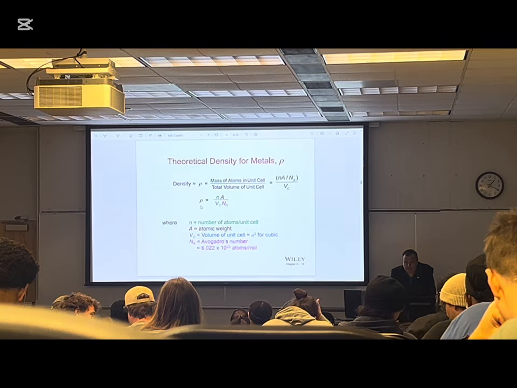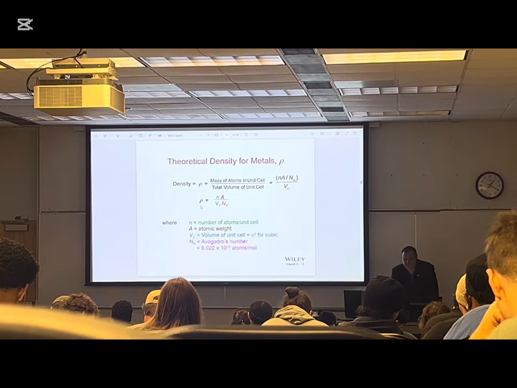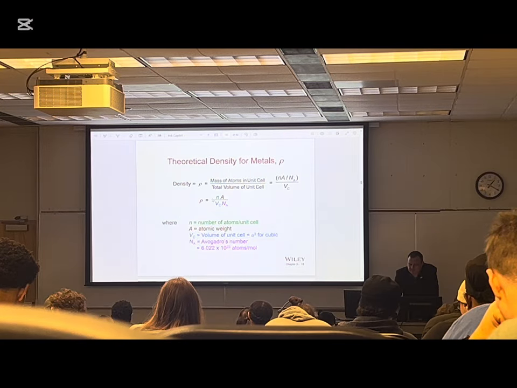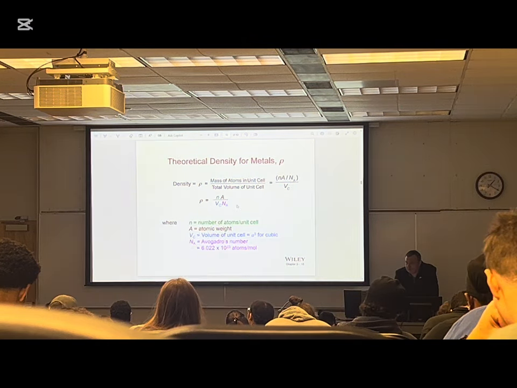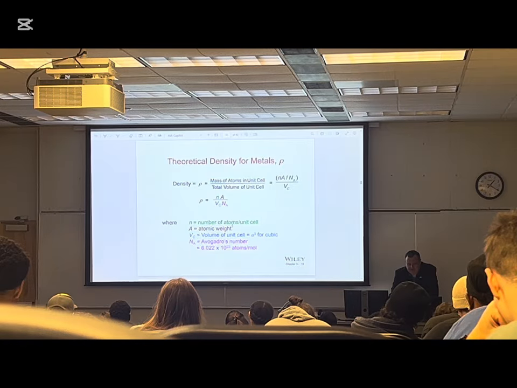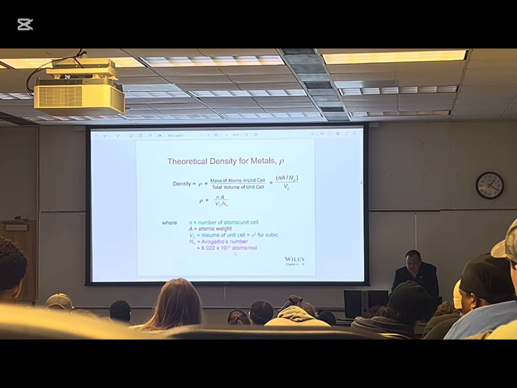So the formula for the density, ρ, is going to be equal to n, the number of atoms per unit cell, times the atomic weight, divided by the volume of the unit cell, which is going to be a cubed for a cubic. Most of the metals are cubic. And divided by the Avogadro's number, which is 6.022 times 10 to the 23 atoms per mole.